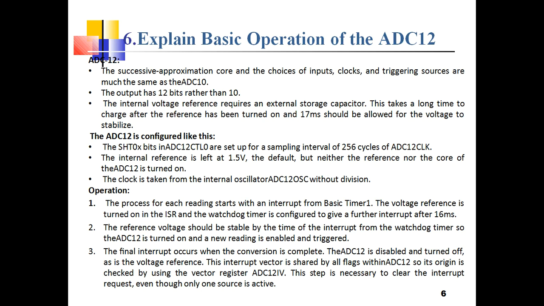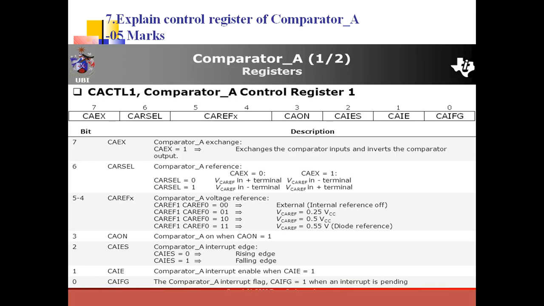So ADC12 has to be turned off. That is going to be done by using the interrupt. The interrupt is going to set all the flags with the ADC12. Then finally, ADC12 is turned off. Whenever it is necessary, this step is very necessary to clear the interrupt request, even though only one source is active. Now we'll see and explain the control registers of comparator A.